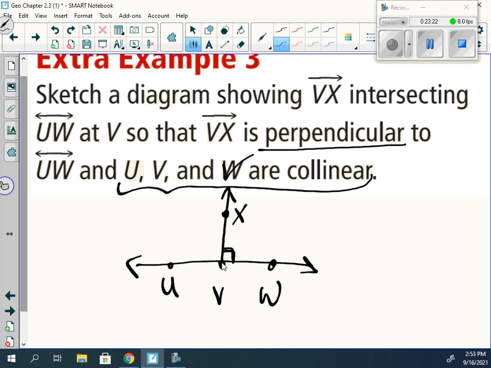So looking at this here, we do have a ray and a line intersecting, yes? Because they intersect at point V. We also have shown that this ray is perpendicular to the line. It makes a right angle to it, so that works. And U, V, and W are collinear, yes? That is it. That's all we have to do for this here.